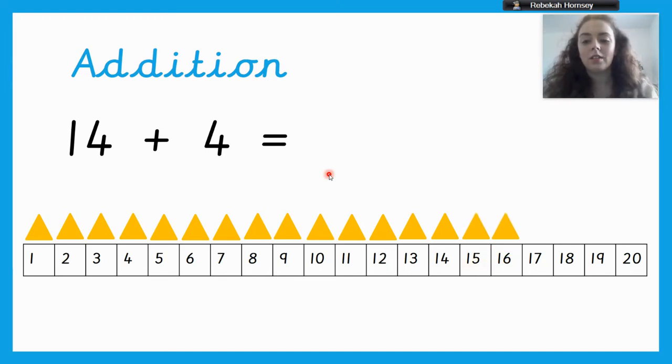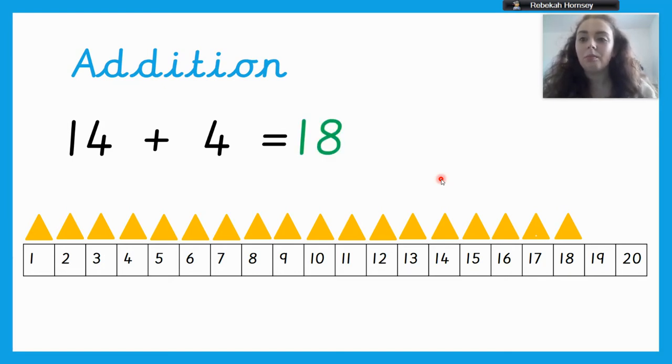1, 2, 3, 4. Now, I can see here that my triangle is sitting on the number 18, so I think my answer is 18. Shall I check? Can you help me count? Excellent, let's go. 1, 2, 3, 4, 5, 6, 7, 8, 9, 10, 11, 12, 13, 14, 15, 16, 17, and 18. So my answer is 18.